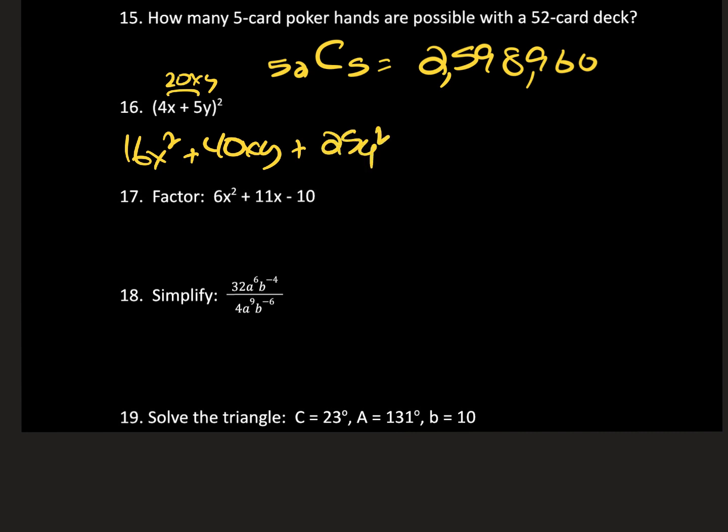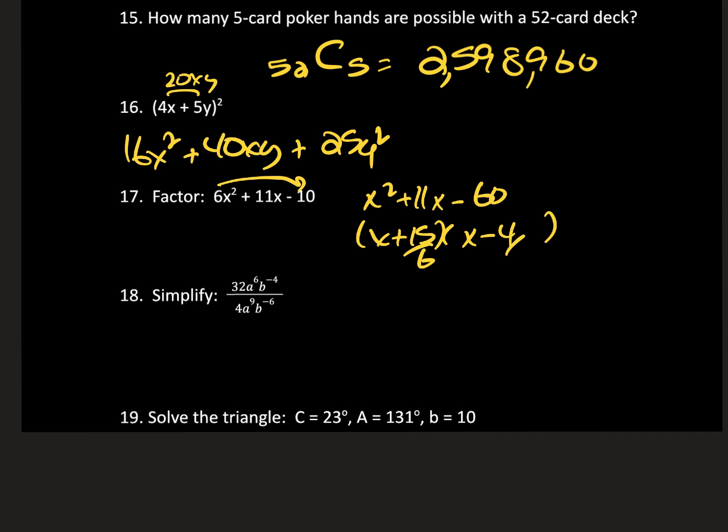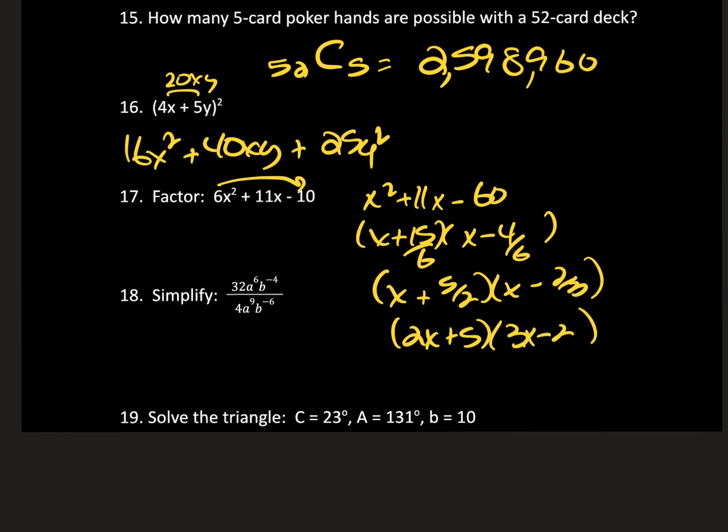Number 17. Factor that thing. That is slide, divide, slide. So I'm going to slide the 6 over, get x squared plus 11x minus 60. So I'm trying to figure out factors of 60 that would give me 11. Everybody knows that's 15 and 4. And don't forget the last thing. We slid. Now we have to divide. So divide by the same number, divide by 6. Let's reduce those before we slide them. 15/6 is really 5 halves. 4/6 is really 2/3. Now slide the 2 back in front. Slide the 3 back in front. That's a pretty good factoring problem on number 17.